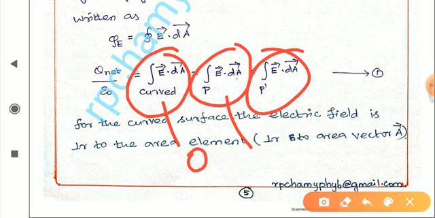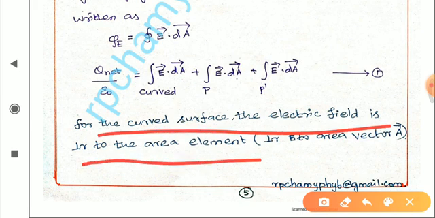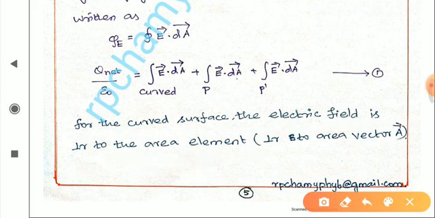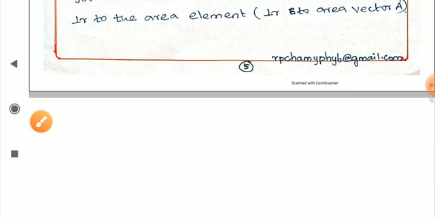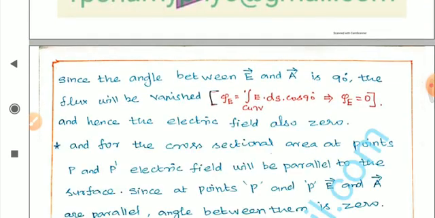That is explained here. For the curved surface, the electric field is perpendicular to the area element. So the theta value is equal to 90 degrees, and cos 90 is equal to 0. Anything multiplied by 0 is equal to 0. So the flux value will be equal to 0 at the curved part. Are you clear?